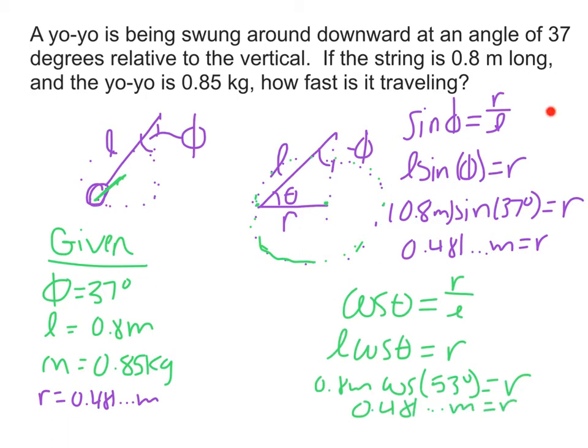So it's up to you whether you want to use sine or cosine in order to find this radius. But know that for problems like this, where something has an angle relative to the vertical, but it's being swung in a horizontal circle, you're going to have to do some trig to figure out what the actual radius is. So we're given this angle phi, we're given the length, we used those two things to figure out what the radius was. We were also given the mass. What do we want to find? It's asking us for how fast is it traveling, so we're looking for speed.